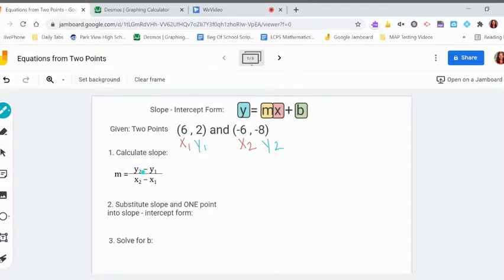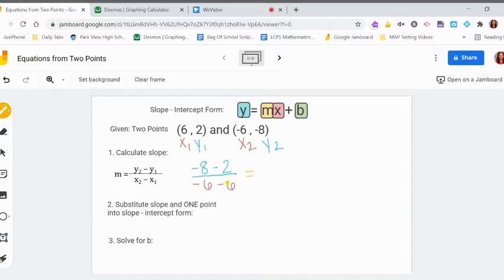It says we're going to take y2 and subtract y1. So y2 is negative 8, and I'm going to subtract y1, which is 2. You're going to divide that by x2, which is negative 6, and I'm going to subtract x1, which is 6. Okay?